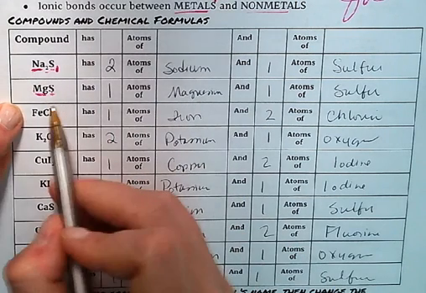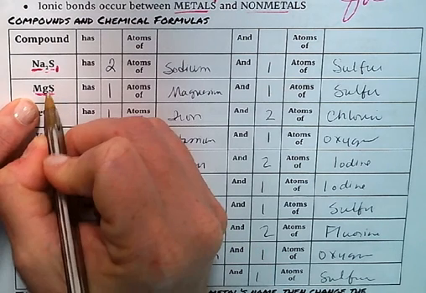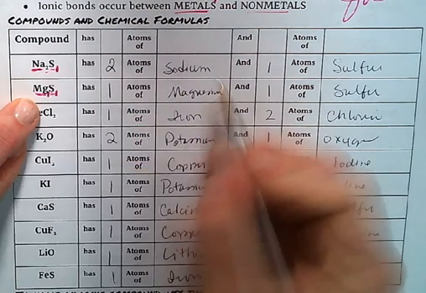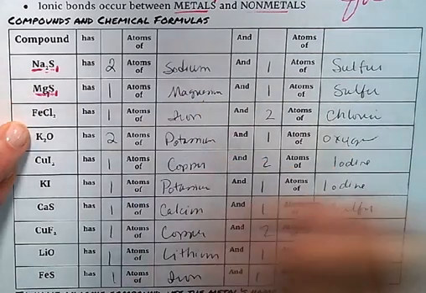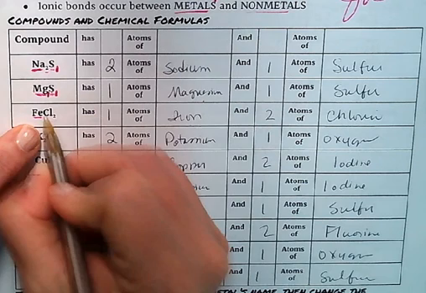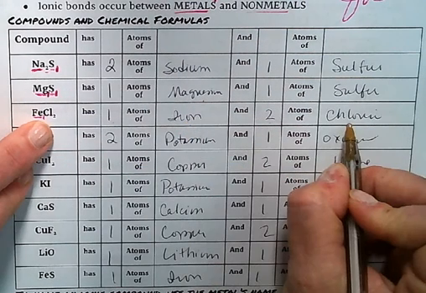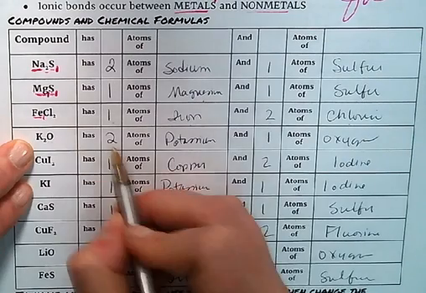All right, so we have 1 and 1 because this one again does not have a subscript, so we assume there's one of the Mg and one of the S. So Mg is for magnesium, 1 atom of magnesium, 1 atom of sulfur. Right here we've got Fe, which stands for iron, and there's one of those, so 1 atom of iron, and I have 2 atoms of chlorine. Cl is chlorine. K2O, 2 of potassium, 1 of oxygen.